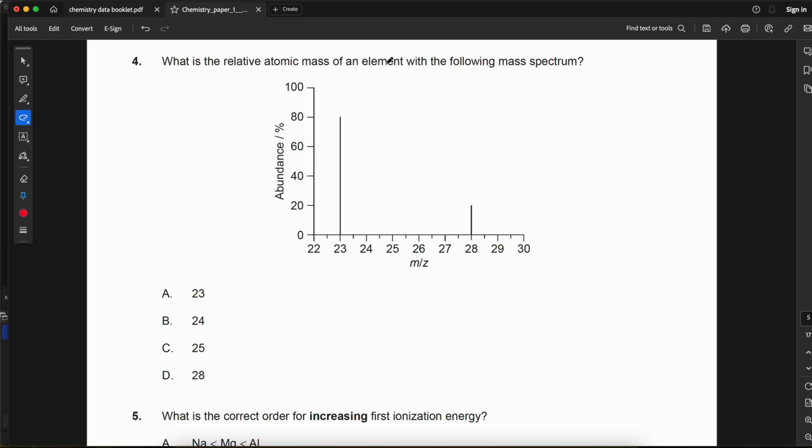Number 4. What is the relative atomic mass of an element with the following mass spectrum? So we have 23 at 80%, 28 at 20%. So this will be 0.8 times 23 plus 0.2 times 28. You add them both, it will produce 24.